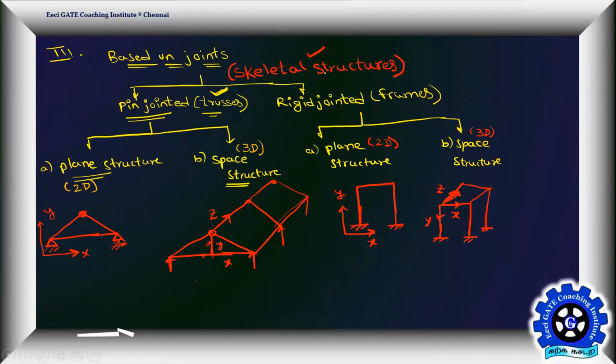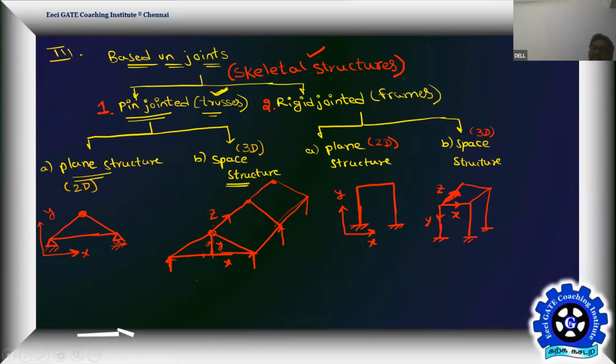Yes. So skeletal structures are based on the joints. The skeletal structures are divided into how many? Number one, they can be pin jointed. The second one is they can be rigid jointed. And each contains 2 things: plane and space. Plane and space. Okay. Do you understand the difference?